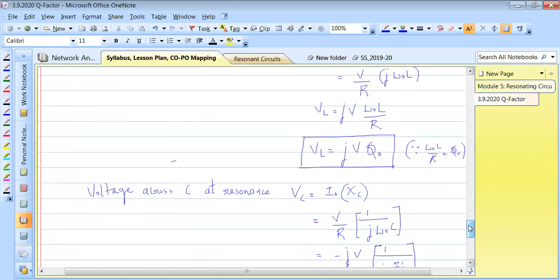Understand? And what is VL? VL is the voltage across L. So V is the applied voltage. VL is the voltage across L. Now can you tell me which is bigger? VL is bigger or the applied voltage V is bigger at resonance? VL is bigger, because V is being multiplied by a big number, around 100. So VL would become 100 V, 100 times V.